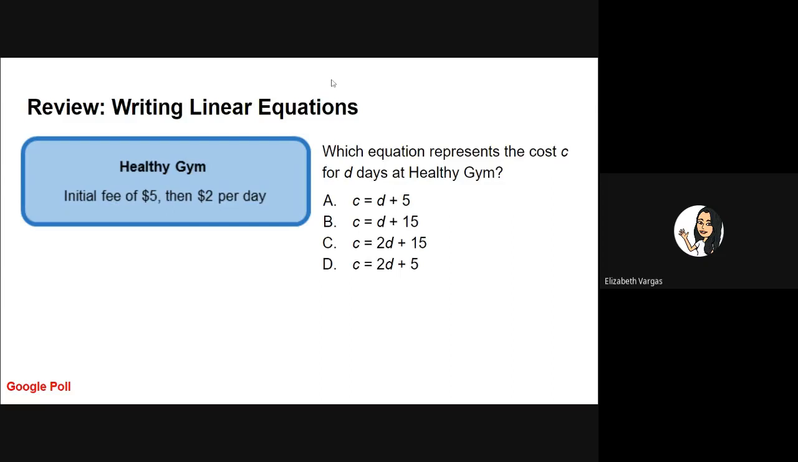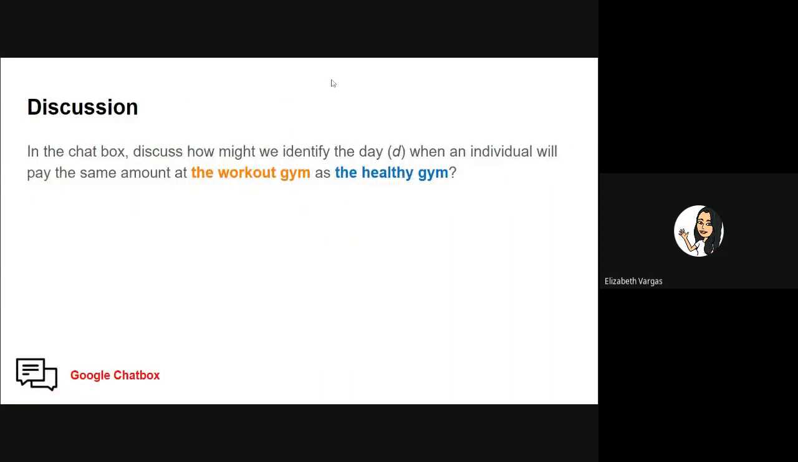Okay. If for some reason I wanted to identify the day, D, when an individual will pay the same amount at the Workout Gym as the Healthy Gym, given those two equations that we just created, how could I do that? Respond to that in the chat box. What would I do with those two equations? How could I solve this?